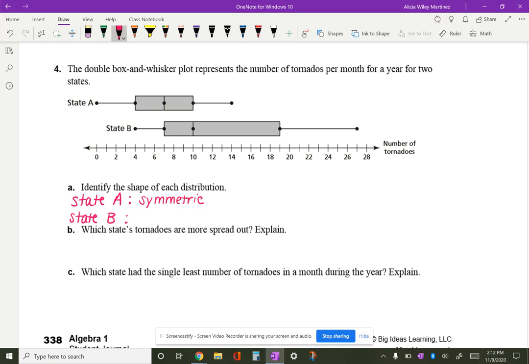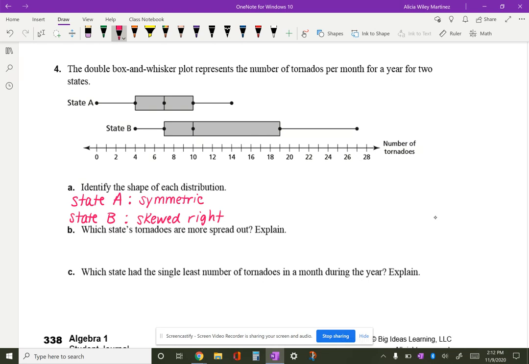To describe B, I can see that the whisker on the right is a little bit longer. So this is what we would call skewed right. There is some data there, some bigger number, that's sort of skewing all of the rest of the data, maybe some sort of outlier. I mean, 27 tornadoes is quite a lot of tornadoes.